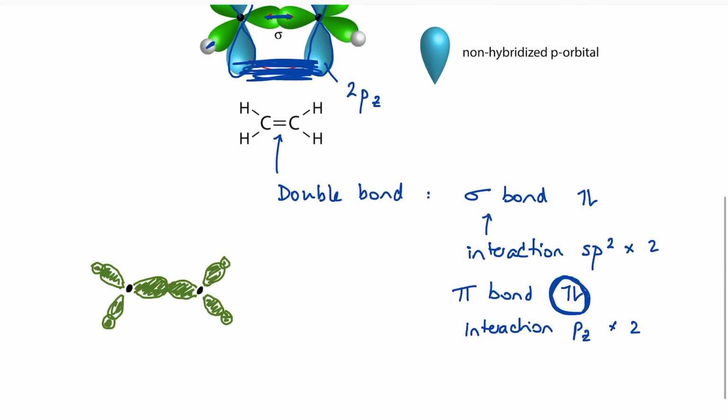So if I were to draw this out again, we can see here I have got my sp2 hybrid orbitals interacting with hydrogen or with each other, in each case forming sigma bonding orbitals. And then my pi bond exists as an area of electron density above and below the plane of the carbon-hydrogen skeleton.